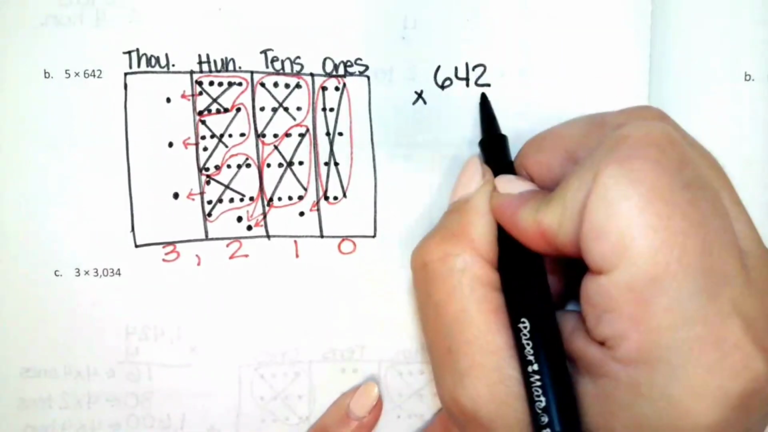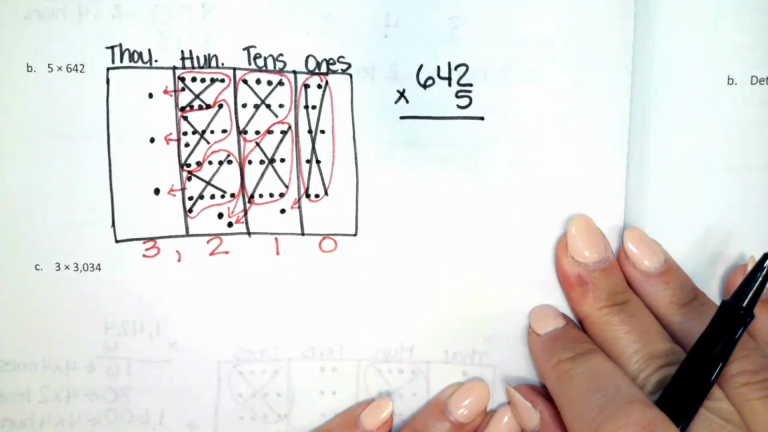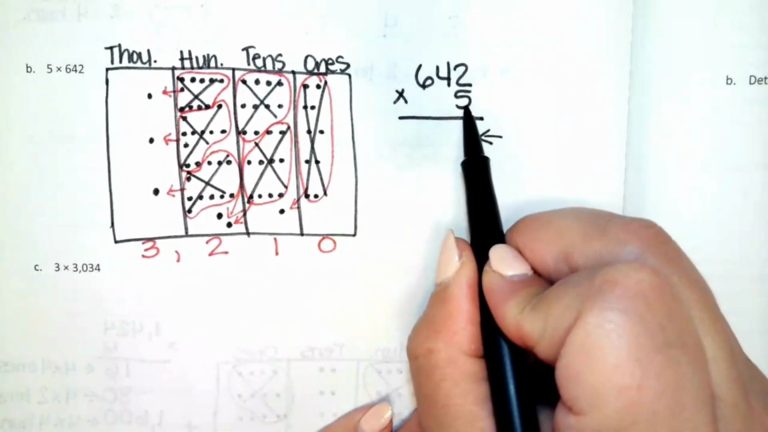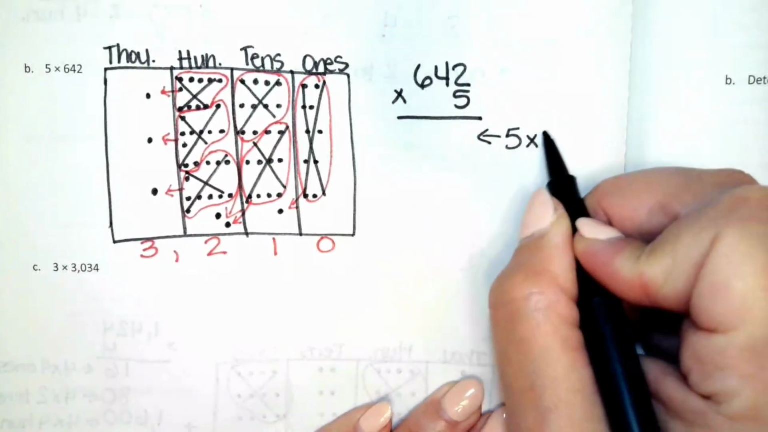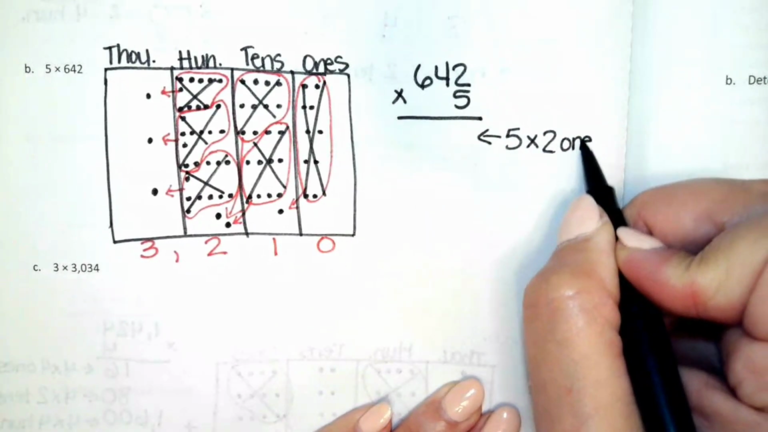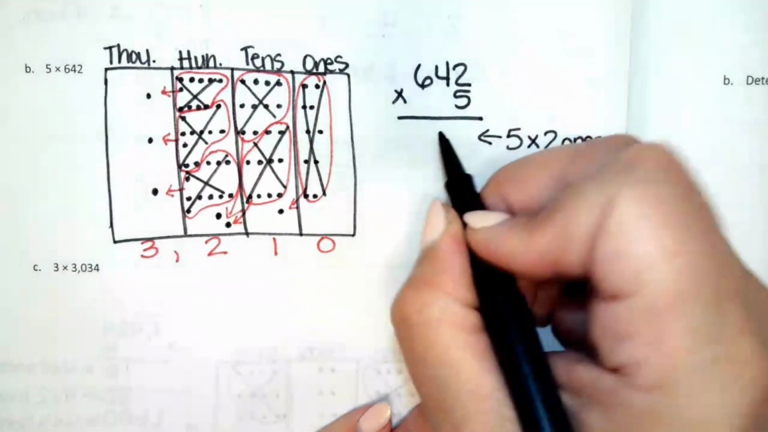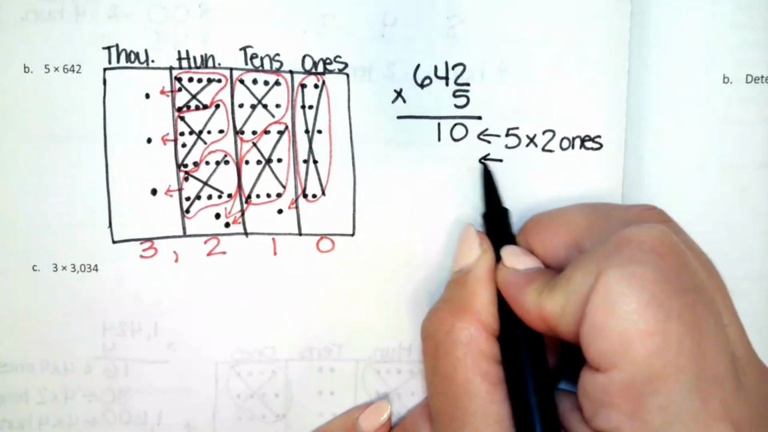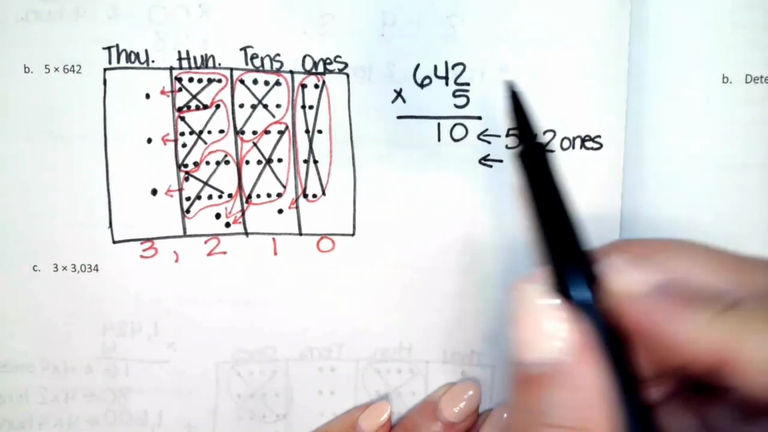642 times 5. Let's label the first step. First, we multiply the 5 times the 2 ones. What's 5 times 2 ones? 5 times 2 is 10, right? 10. Second step, now we multiply the 5 times the 4 tens.